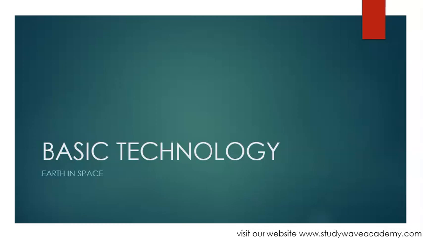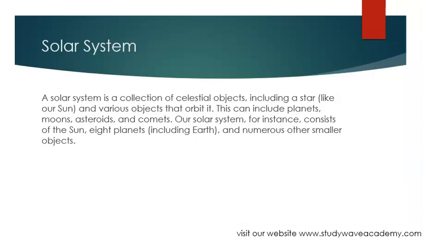Now that we have talked about Earth in space, let's explore some other exciting ideas that connect to our planet and the universe. Okay? We have the solar system. A solar system is a collection of celestial objects, including a star and various objects that orbit it. It can include planets, moons, asteroids, and comets. Our solar system, for instance, consists of the Sun, 8 planets, and numerous other smaller objects.